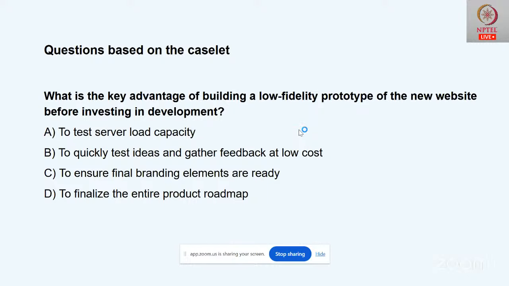Do we have answers on the chat window? I see a B. Okay. Is that for this question also? Yeah, I think Aprameya and Ashwin Bharat, both of them have said B, to quickly test ideas and gather feedback at low cost. I don't see any answers in the YouTube chat. Yeah, B seems to be the answer. So here is the answer. Yes, the right answer is B, to quickly test ideas and gather feedback at low cost.